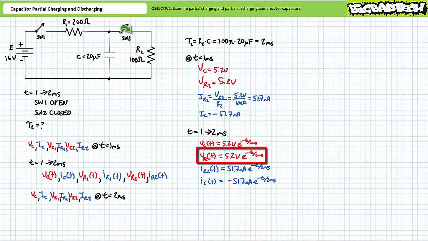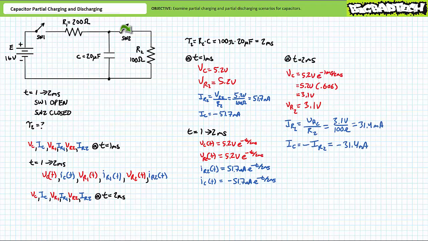Voltage across R2 as a function of time, VR2(t), can also be expressed as 5.2 volts times e to the negative t over 2 milliseconds. Current through the capacitor, IC(t), can be expressed as negative 51.7 milliamperes times e to the negative t over 2 milliseconds, where the 51.7 milliamperes is the magnitude of the initial discharge current surge, and the negative sign indicates current is leaving the discharging capacitor. Current through R2, IR2(t), can be expressed as 51.7 milliamperes times e to the negative t over 2 milliseconds, where the positive sign indicates current is entering R2.